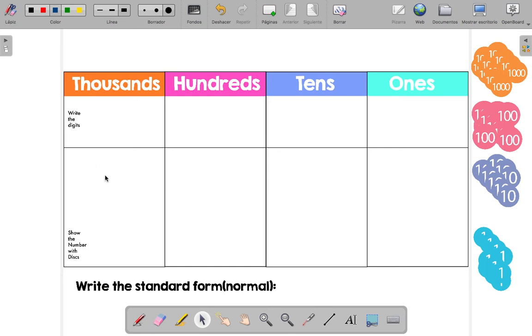Then down, you're going to show me the number with the discs, the place value discs. And then all the way at the bottom, you're going to show me the number in standard or normal form. Right now, maybe you're going, what? What did Miss Moni say? Let's do some examples. When you finish watching this video, we're going to practice on your whiteboards, okay? So, let me say a number. And this is what we will do after the video and in your Google Slides.